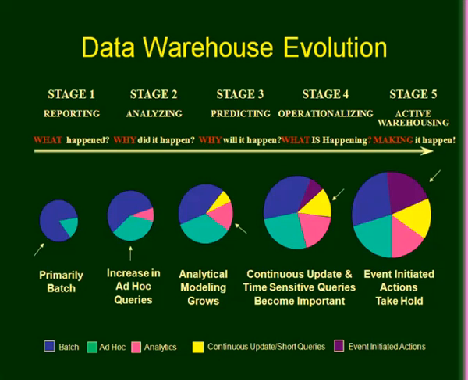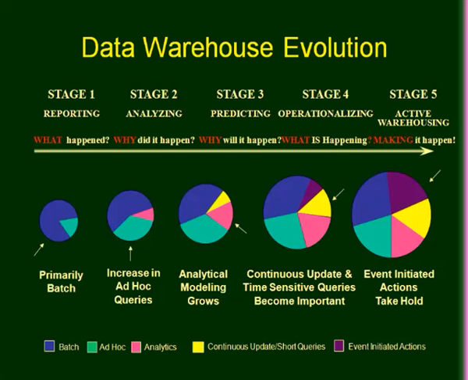Evolution of data warehouses. The slide shows the share of development in each category, stage wise. Suppose you observe the figure: in stage 1, which is the reporting stage, the major share goes to batch applications and very few ad hoc queries. Then when it goes to the analyzing stage, there is an enormous increase in ad hoc queries and a little bit of analysis. Then the third stage, the predicting stage, which we call analytical modeling, grows.